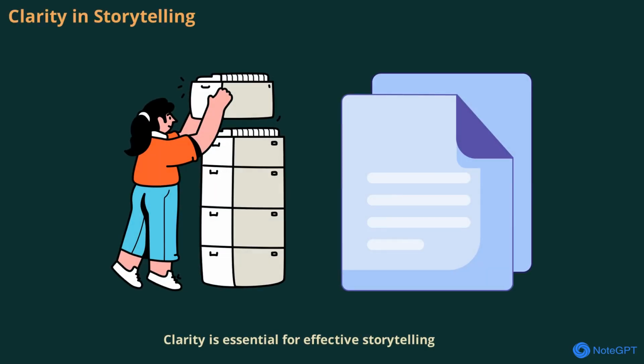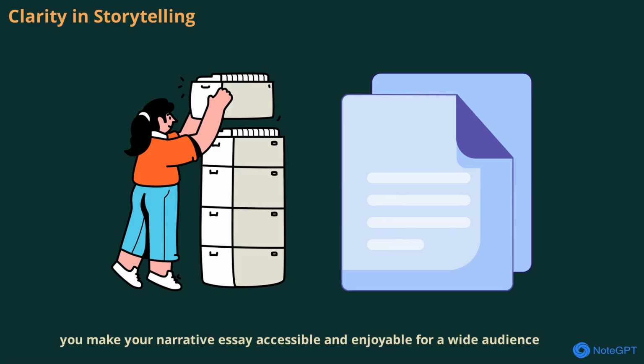Clarity is essential for effective storytelling. Use precise language and avoid ambiguity, ensuring that readers understand the events, characters, and themes. Break complex ideas into manageable parts and explain them clearly. By prioritizing clarity, you make your narrative essay accessible and enjoyable for a wide audience.